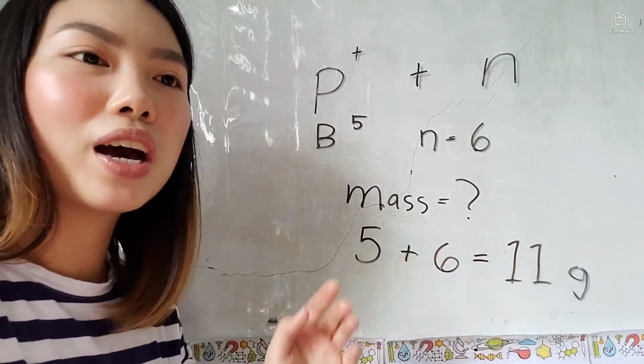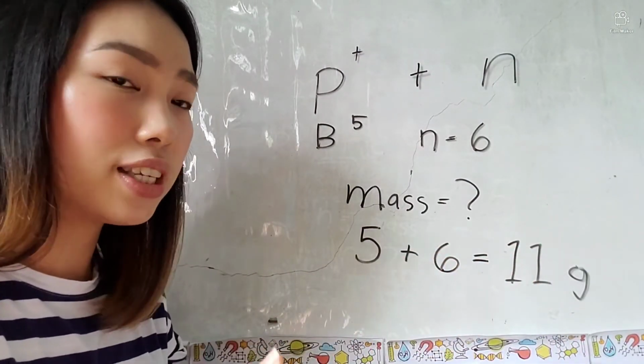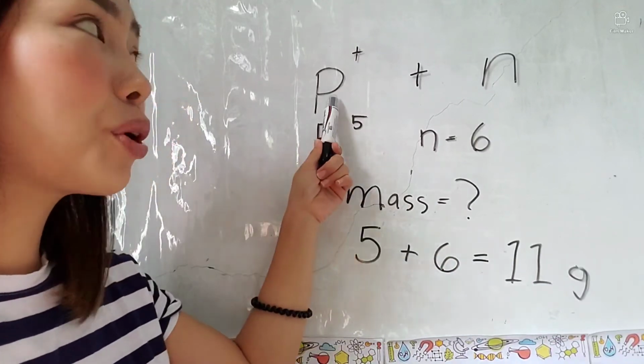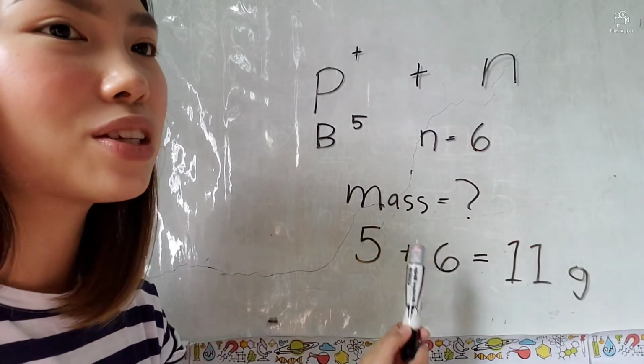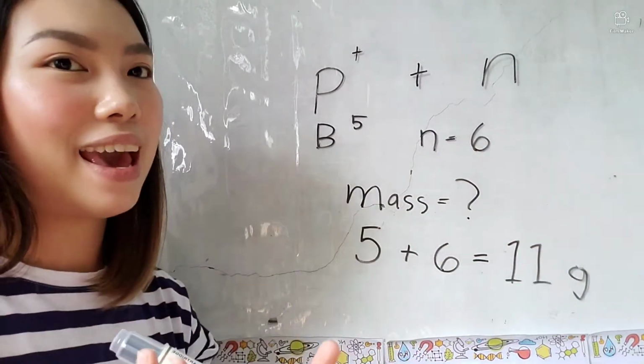Paano natin nakuha yung 11 na sagot? You just add the number of your proton with the number of your neutron to get the mass number of a specific element. Okay, so that's all for our video today. This is just a tutorial on how you compute the value of electron, neutron, and protons.